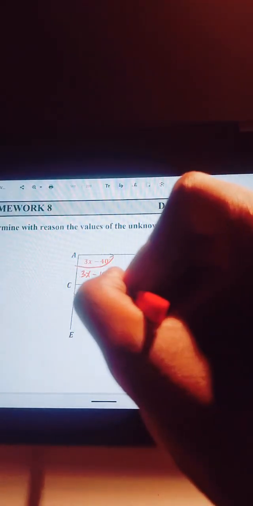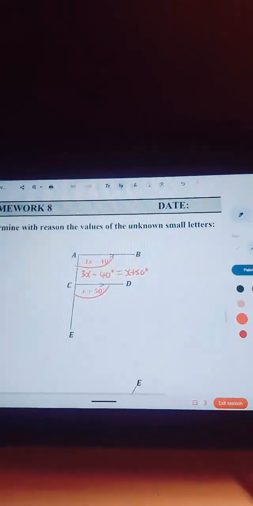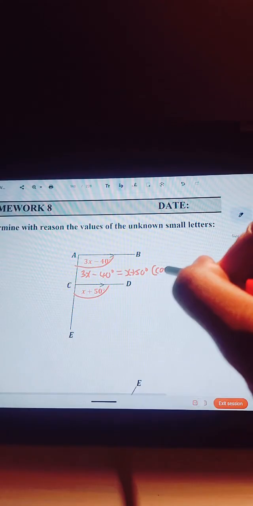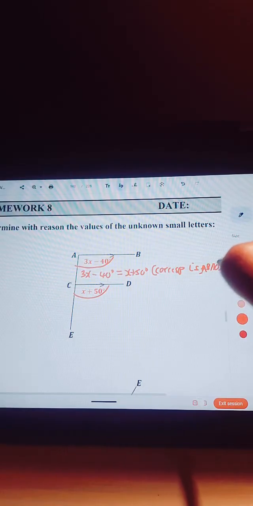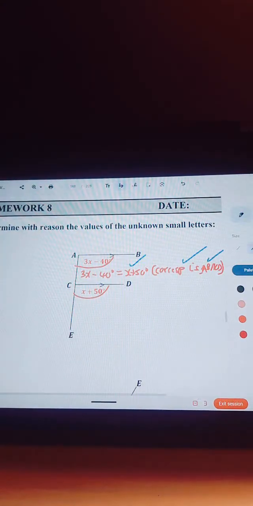So indeed, this angle and that angle, bottom, corresponding angles. So yes, it is definitely 3x minus 40 degrees is equal to x plus 50. True story, that's a statement. The reason: corresponding angles, AB parallel to CD. That's the statement and the reason. So statement 100%, reason accompanied by parallel lines.